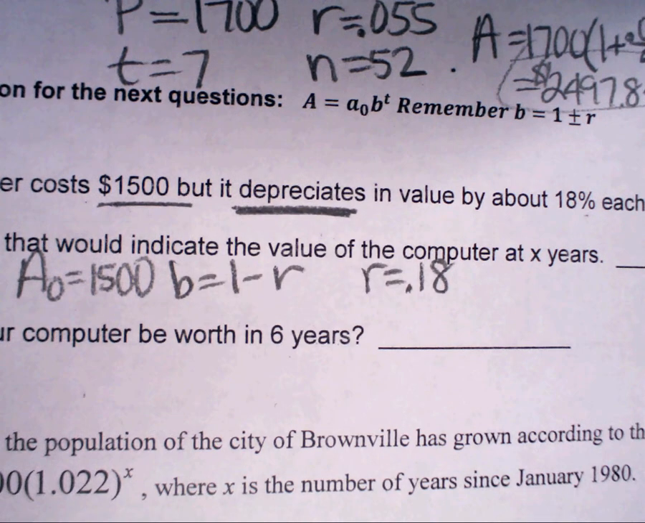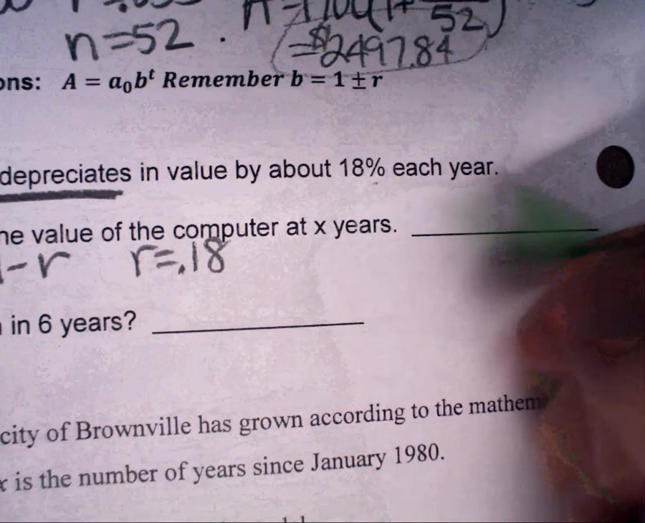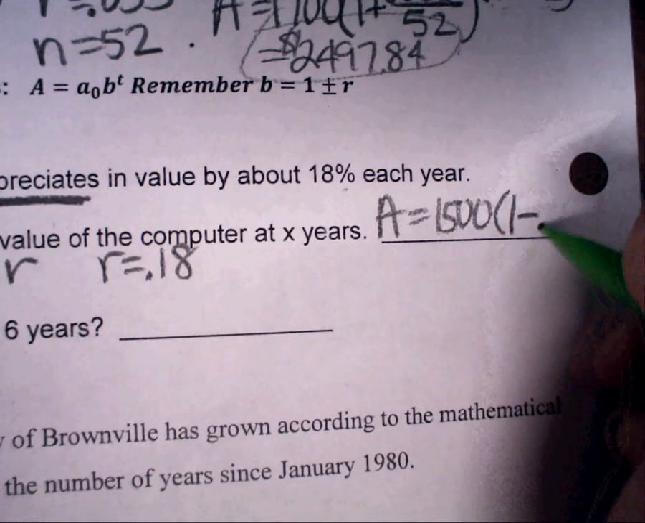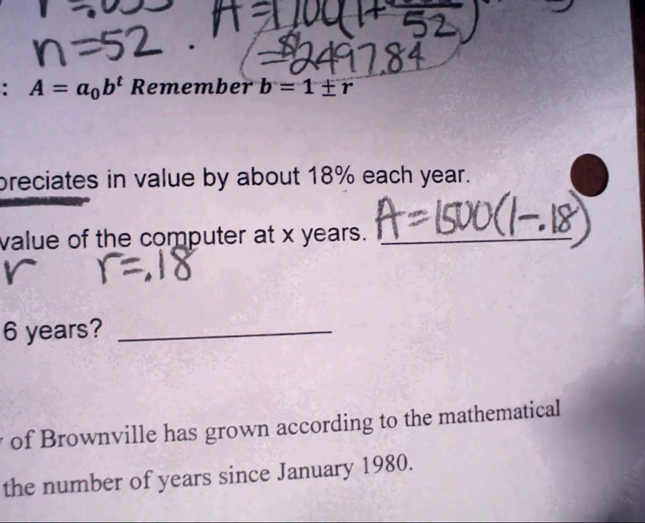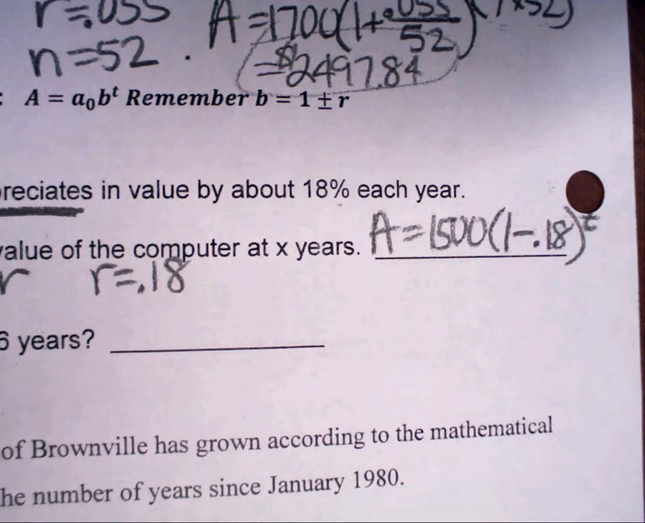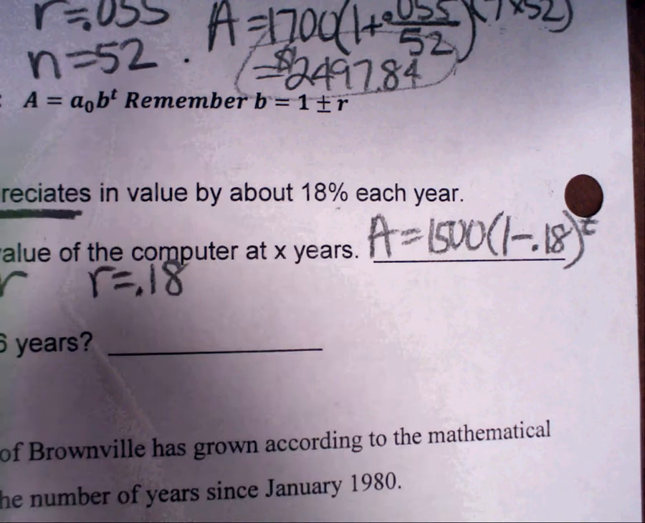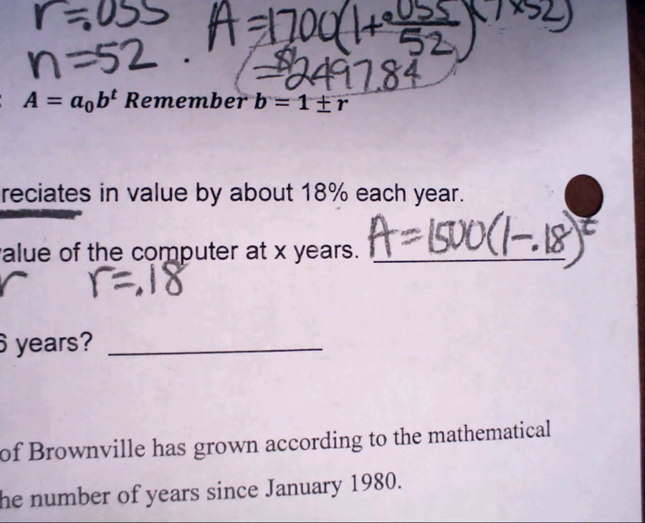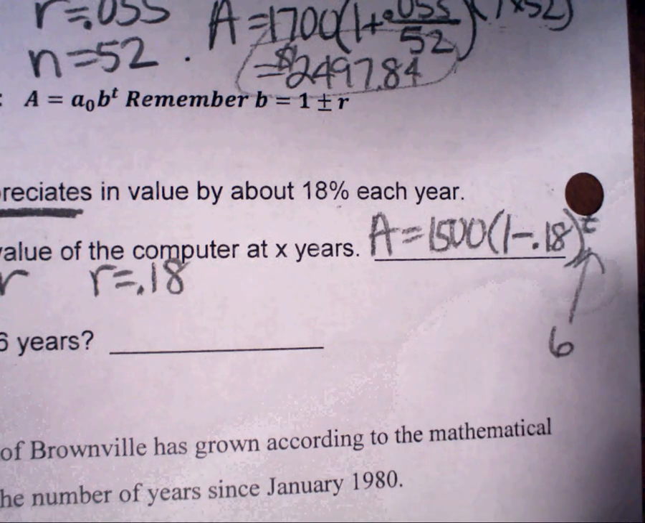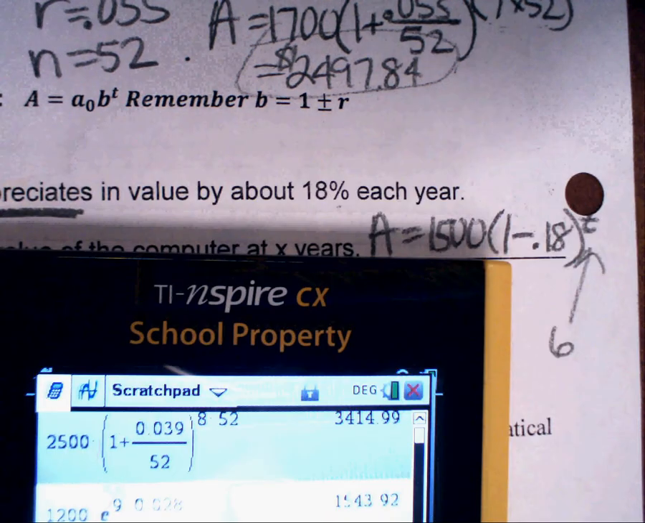So now it wants me to write an equation for year. It just wants me to write the equation. A equals 1500 times (1 minus R), and then I put a little t up here or an x. It doesn't matter. I have t in the formula. And then it says, how much will the computer be worth in 6 years? So 6 goes for that t.